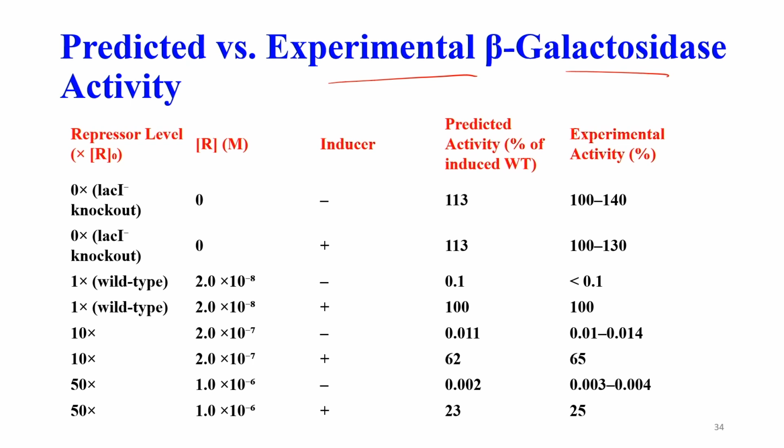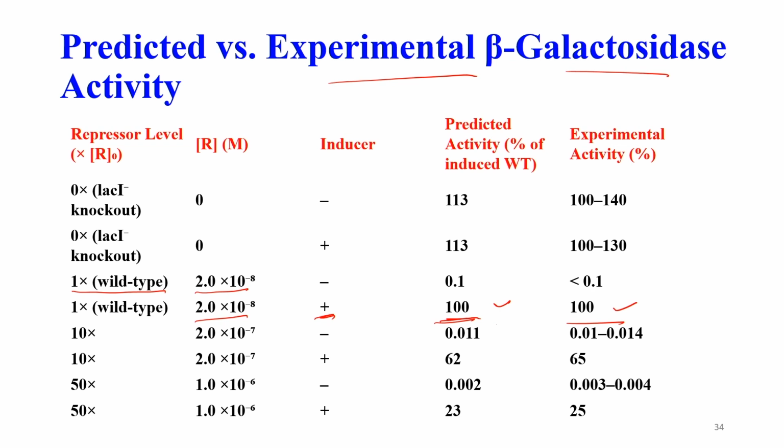If you see here in the case of wild type, when inducer was there, we are considering the activity as 100%. So, wild type in the presence of inducer, we are considering this activity as 100%. This is the predicted value and this is very close to the experimental value.